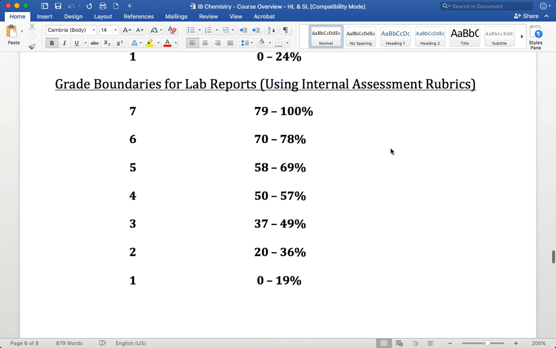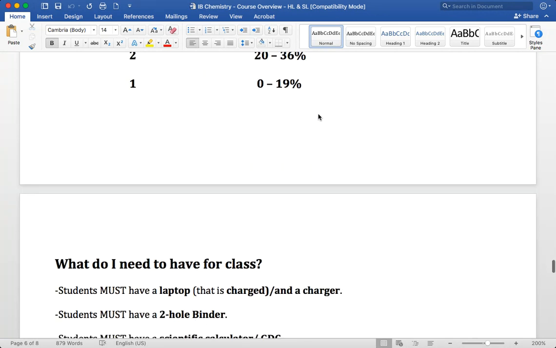The lab boundaries are pretty similar. They're based on the actual boundaries published by the IB that they use for the internal assessment. So the internal assessment is scored out of 24 points. And so based on the different grade bands that they publish, for example, to get a 7 on the IA, you need to earn from 20 to 24 points out of 24. And that translates to 79 to 100%. So these are the boundaries to get into the various grade bands for the IA.